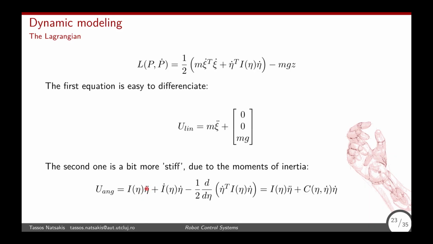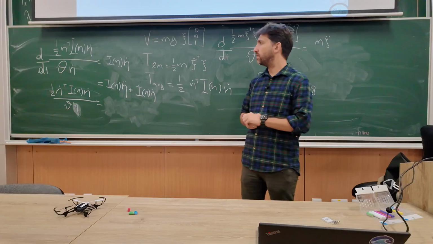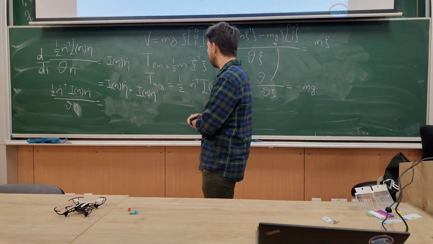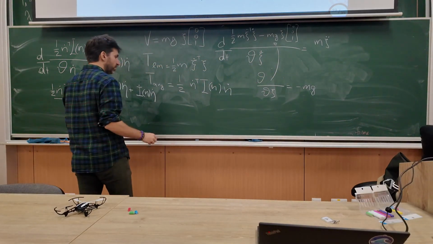Sorry, angular acceleration times this part that we said here, plus, I don't even try to derive this, and eventually we sum these two together, and because these are the parts that depend on velocities, this will be basically my Coriolis matrix terms, right? So in the end, I end up with a similar system as with the drone manipulator, the arm manipulator.